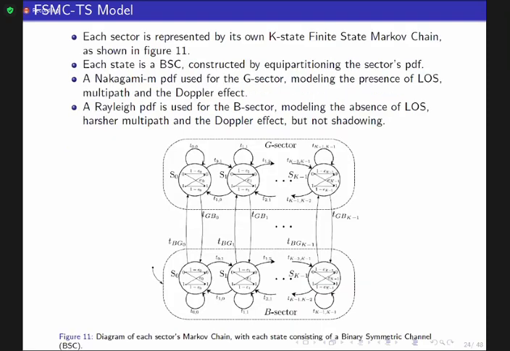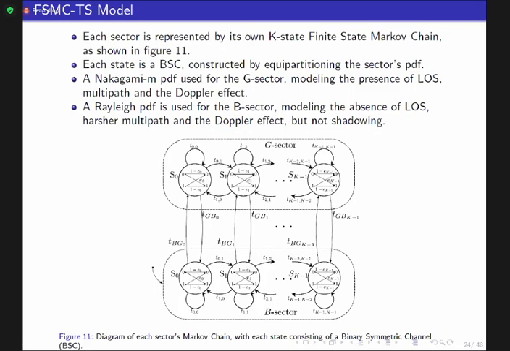So how does this model work? Each sector, so the G and the B sector, is represented by its own k-state finite state Markov chain. It's illustrated here in figure 11. So this is the chain representing the G sector. This represents the B sector, right?